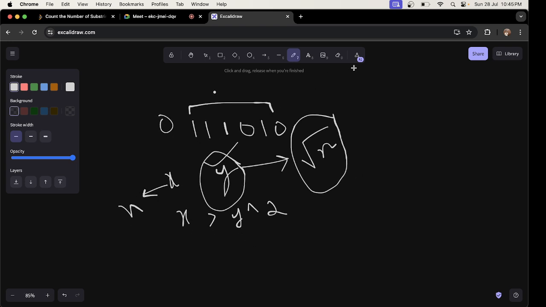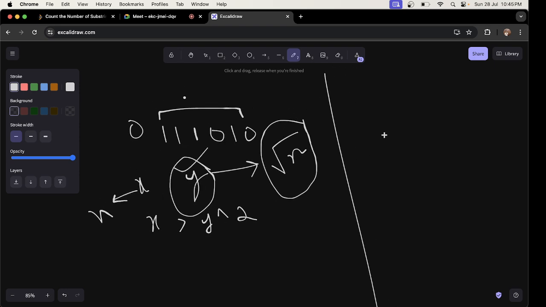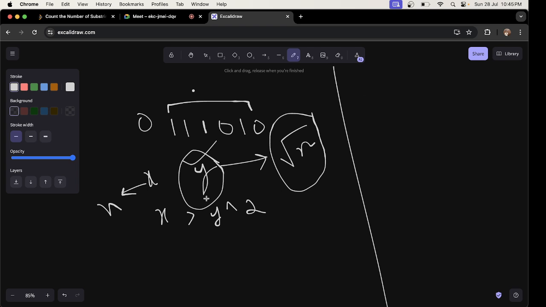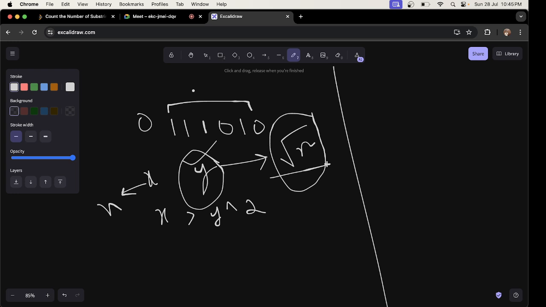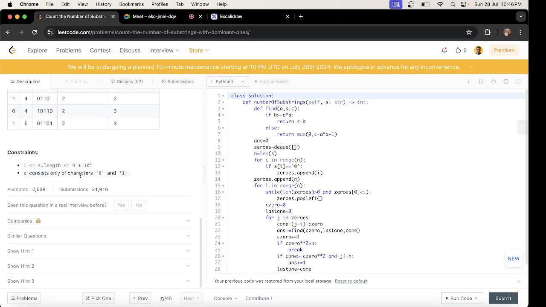So now basically it's a kind of brute force where we will iterate over every substring, and if the substring has more than square root of n zeros, we will stop the iteration. So the time complexity will be n into root n. The constraint is 10 to the power 4, so n root n will be roughly 10 to the power 6, so it will work. Now let's see how we can implement this.